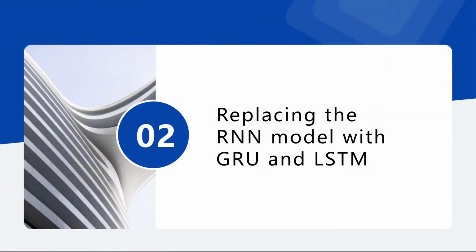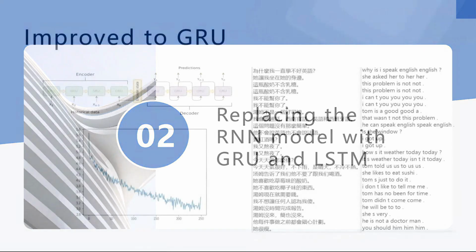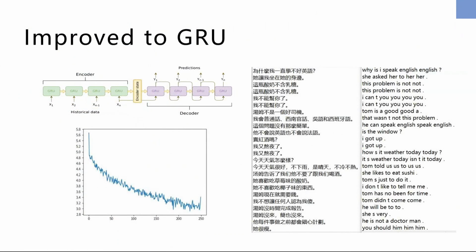To improve performance, I replaced the RNN with GRU and LSTM for experimentation. First, let's examine the results of replacing the original RNN with GRU. The loss decreased significantly more, and the translation quality improved compared to the original RNN model.